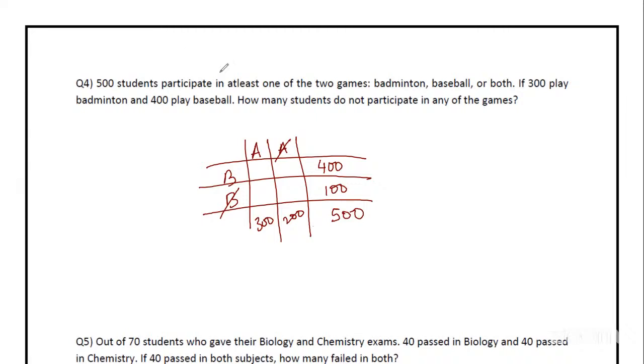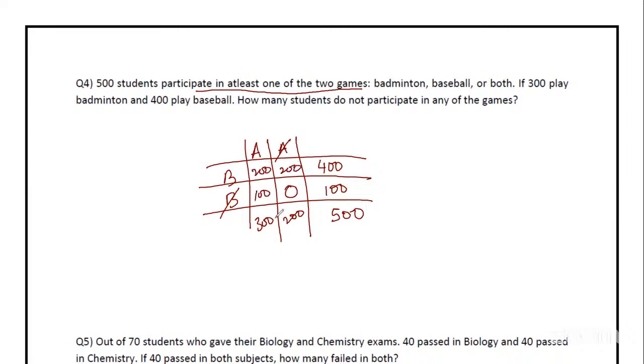So the idea is this part out here, this line out here. 500 students participate in at least one of the two games. It means that all the students are playing one of the two games, at least, meaning they could be playing both games also. But none of the 500 exist that do not play any of the games. So therefore, this answer is 0 out here. Only then you can go ahead and solve the question.